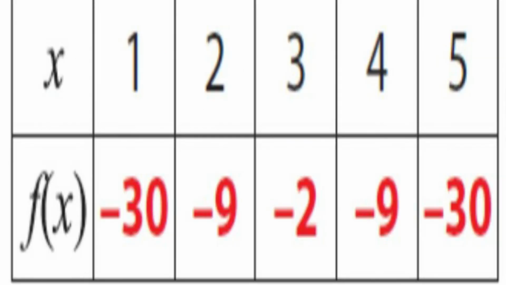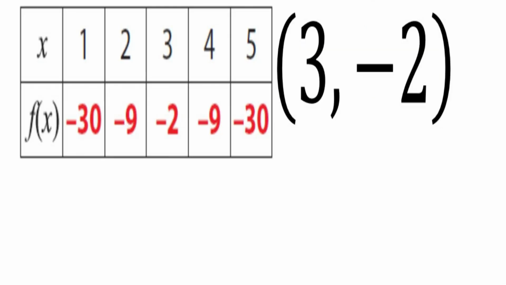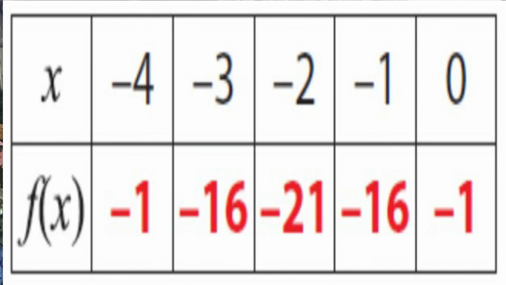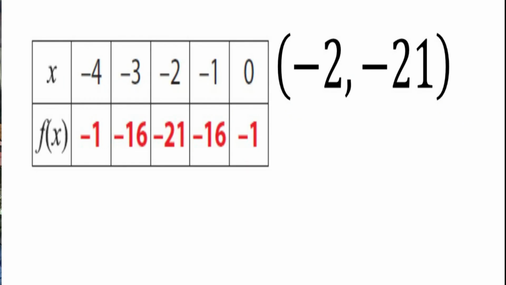The same with the third example, we could identify that the turning point of the given table of values is at 3, negative 2. Therefore, the vertex is 3, negative 2. The same with this example. I think you already know the answer, and that is negative 2, negative 21 as the turning point of the values of x and y.